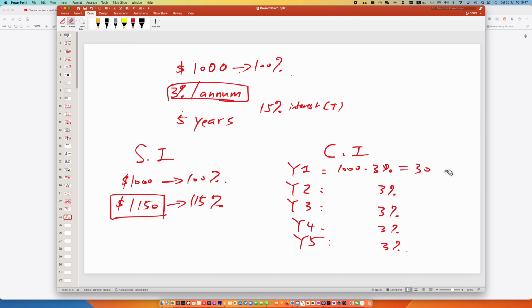After year 1, you will have $30 interest. This $30 interest is yours already. Because of compound, this $30 is yours. So $30 plus the original sum. For year 2, you don't start with 1,000. You start with 1,030 times the 3%. So what's the interest here? Times 3%.